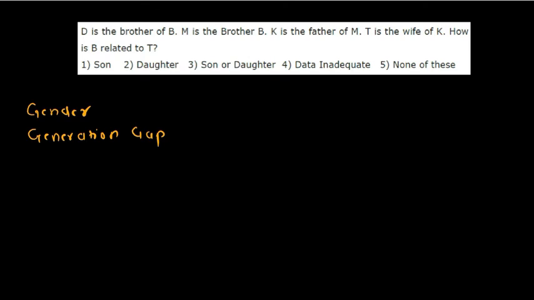So let's begin. D is the brother of B. Now identify the gender. D is the brother, that means D is male. So we can represent D like this. We are going to use the plus symbol for the males. D is the brother of B. So generation we are going to write in the same line because they belong to the same generation. Brothers, sisters, cousins are from the same generation.